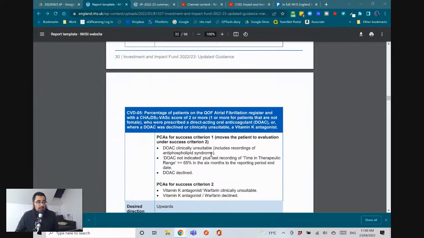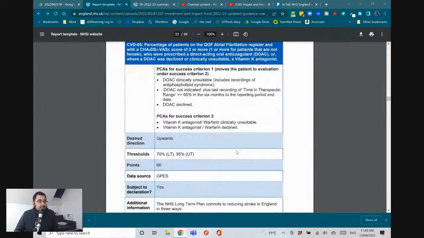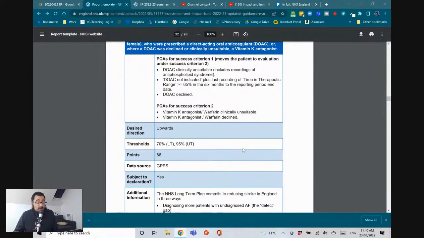PCAs for success: if DOAC is clinically suitable, includes recording of antiphospholipid syndrome, DOAC not indicated, plus latest recording of time in therapeutic range greater than 65% in 6 months in the reporting period, or DOAC declined. And for success criterion 2, it's vitamin K antagonist/warfarin clinically unsuitable, vitamin K antagonist/warfarin declined, and other codes to be applied. It's an upward trend with a 70% lower threshold and 95% upper threshold. So a real drive to get patients onto this, and it's 66 points. So a reasonable amount of funding. So 1,200, is that correct? Yeah, 12,000 and stuff.